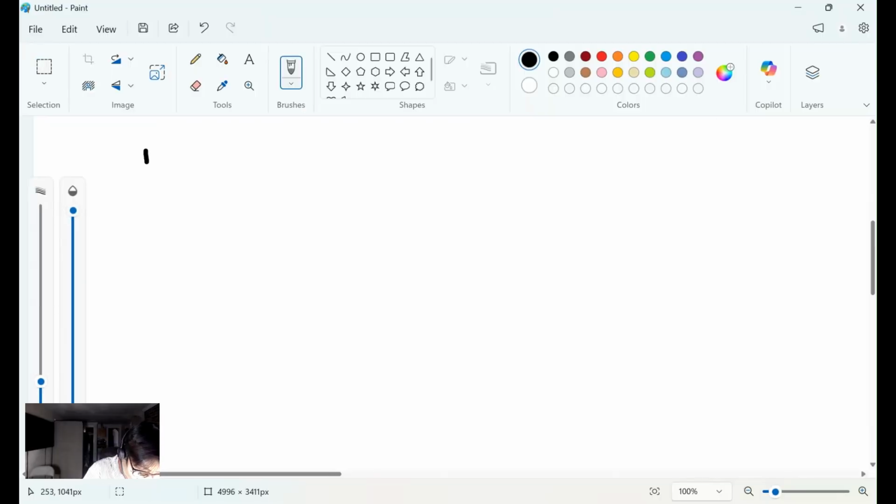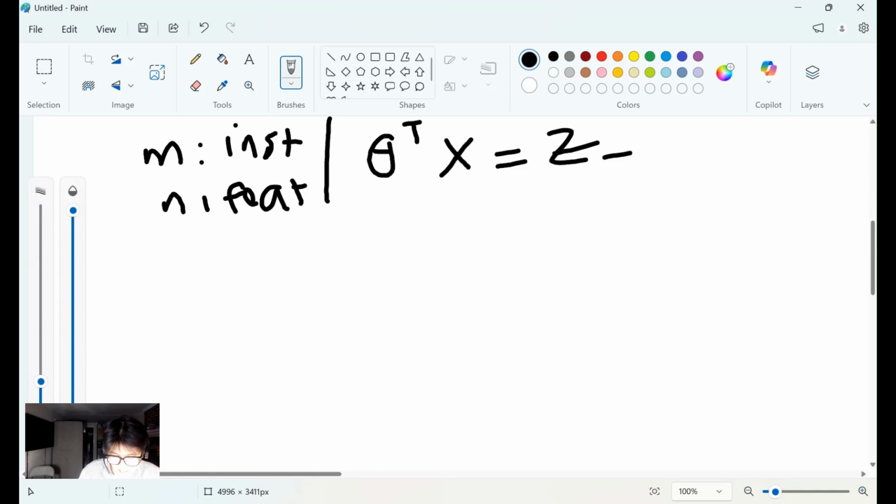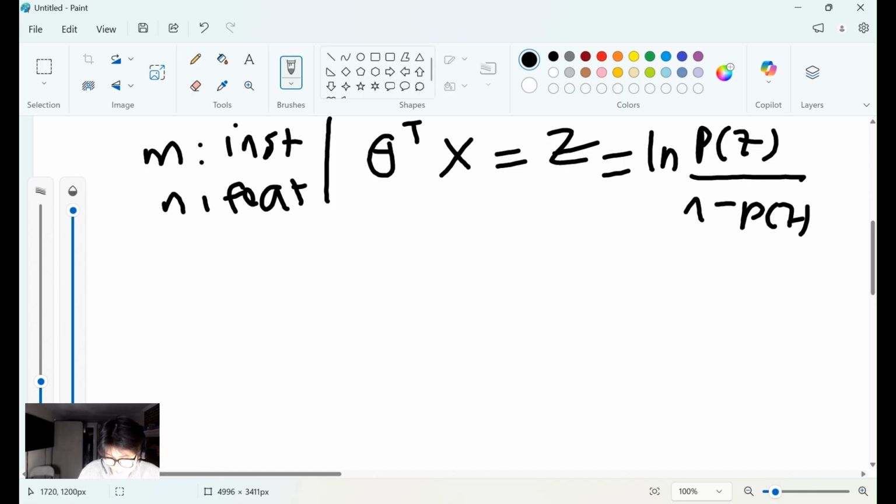Okay, so suppose that we have m instances and n features right here. For logistic regression, we assume that there is a linear relationship between the variables and the logits of the probability. So let me show you guys what that means. Right here we have theta transpose multiplied by x equals z. So z is the logit of the probability. It will go something like this, as far as I understand.